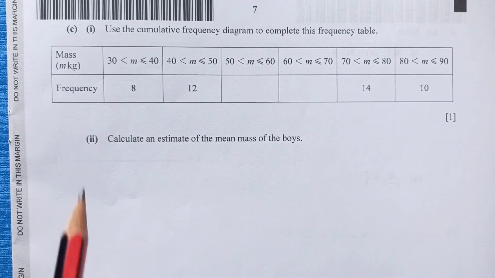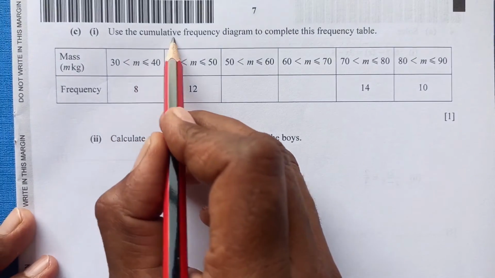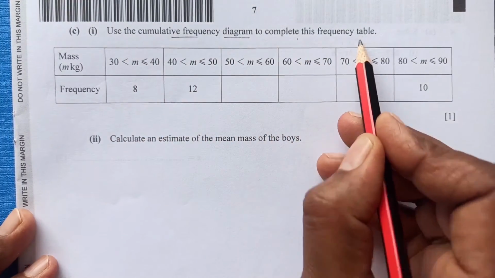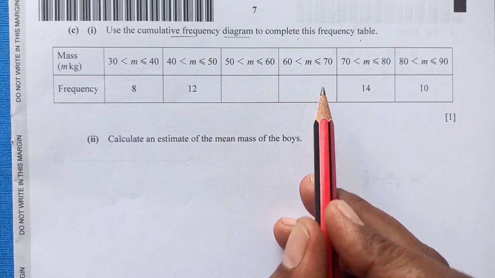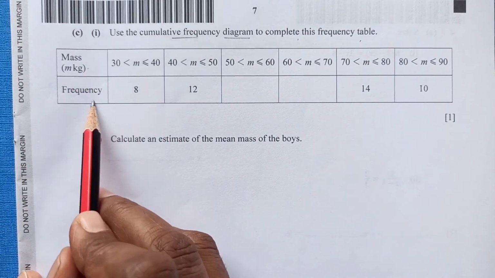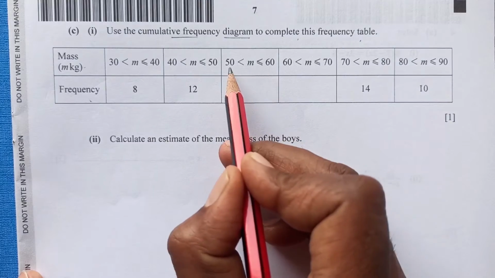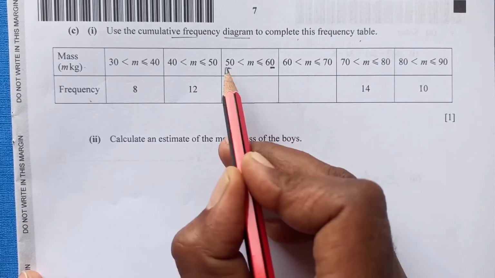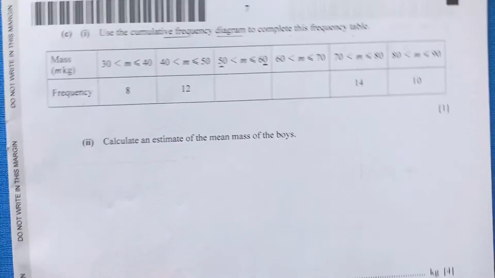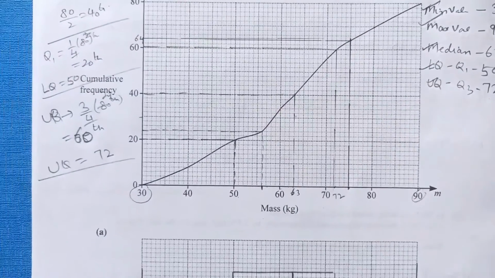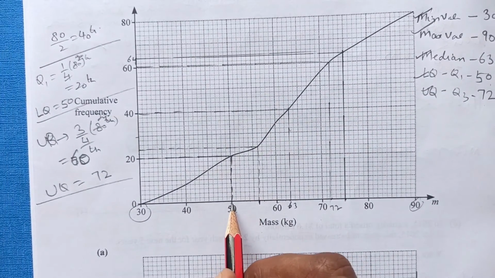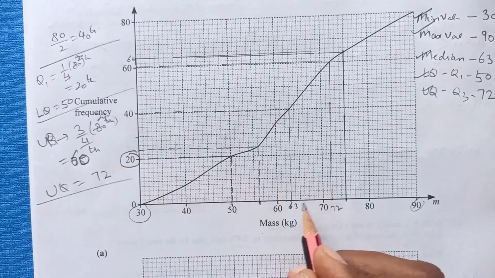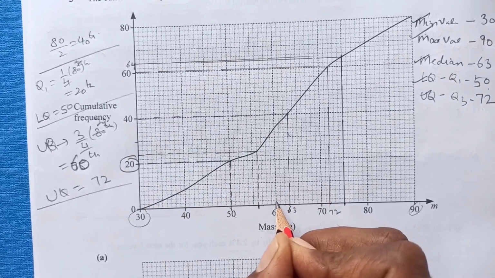Part C, Roman 1, we have used the cumulative frequency diagram to complete this frequency table. So you can see we have these two gaps here. We need to fill this. So this is mass here, this is frequency. So we are looking for between 50 and 60. So let's go back to the diagram, 50 and 60. So 50 is here. When you go along 50 here, we have 20. And then along 60, 60's line is here.